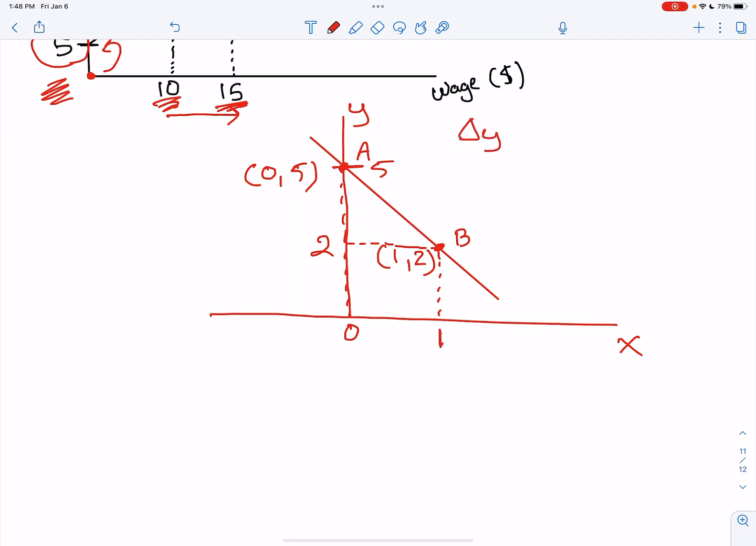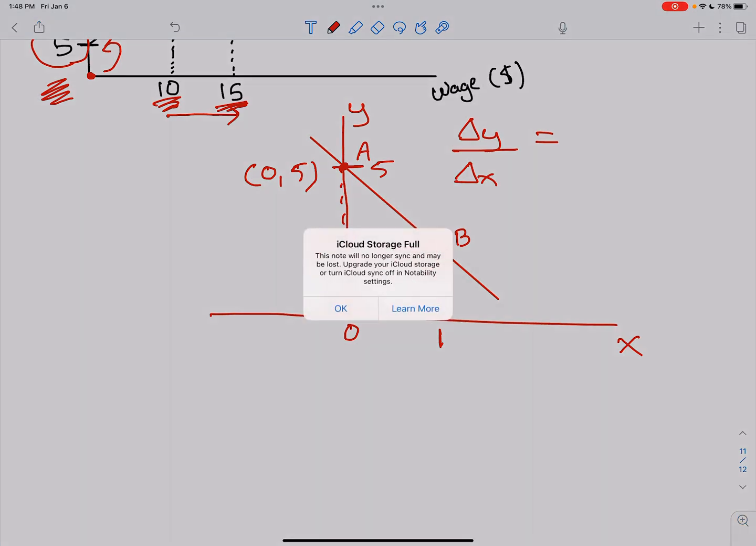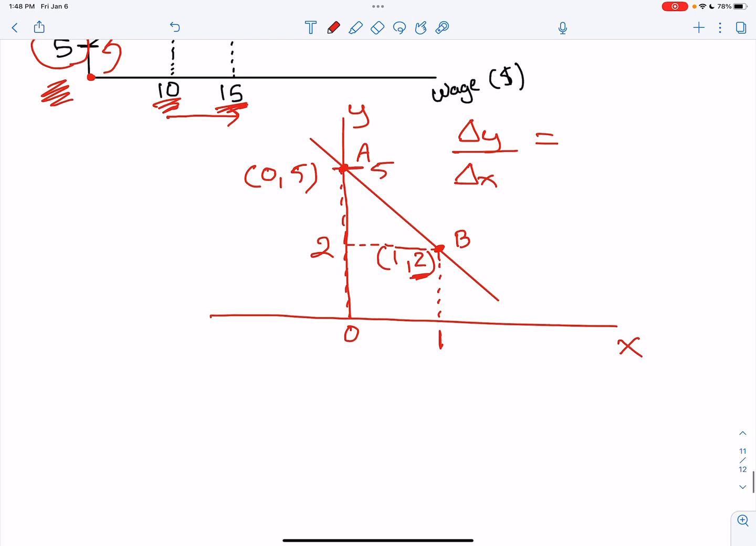So we would want to do delta y over delta x. What I want you to be careful of is the sign here. Delta y, if you choose to start at point A, you're talking about a decrease of 3, going from 5 to 2. So you want to start with your second point, which is 2, so 2 minus 5. Then do the same thing for your x coordinate. You start at 1, so 1 minus 0. And then you would get negative 3 over 1, which is equal to negative 3.